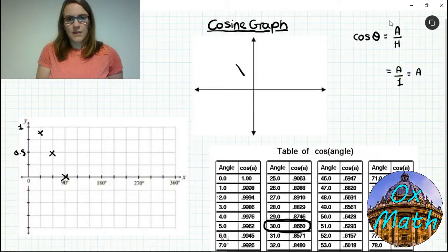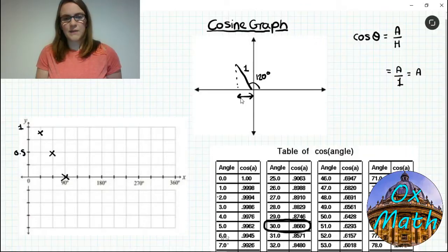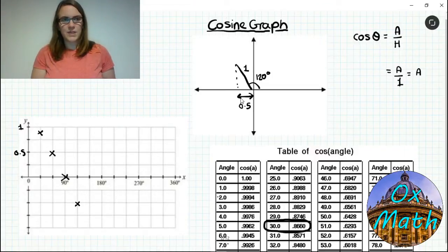If we continue round to 120 degrees, again making our line 1 long, this time the length of the adjacent is actually negative because it is on the negative side of the x-axis. So that would have a length of 0.5, so cos of that angle would actually be minus 0.5, so at 120 degrees we are at minus 0.5 down here. So again, let's have a look at the whole graph when we cover every single angle.